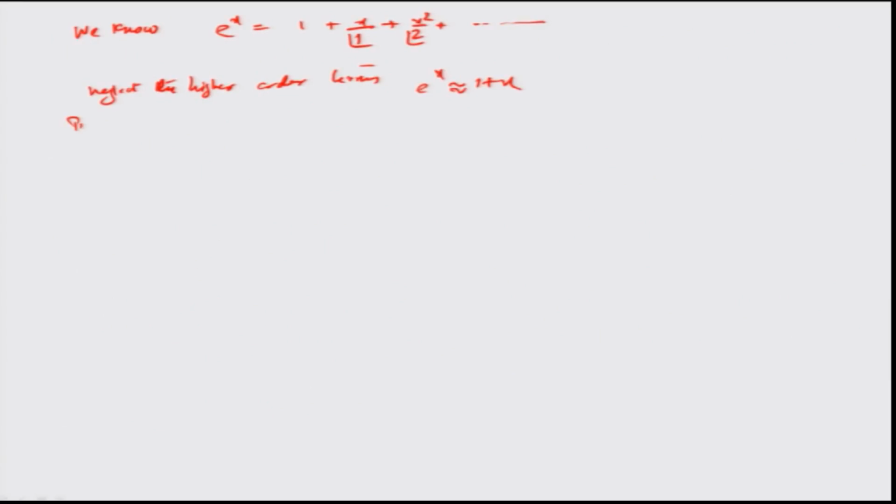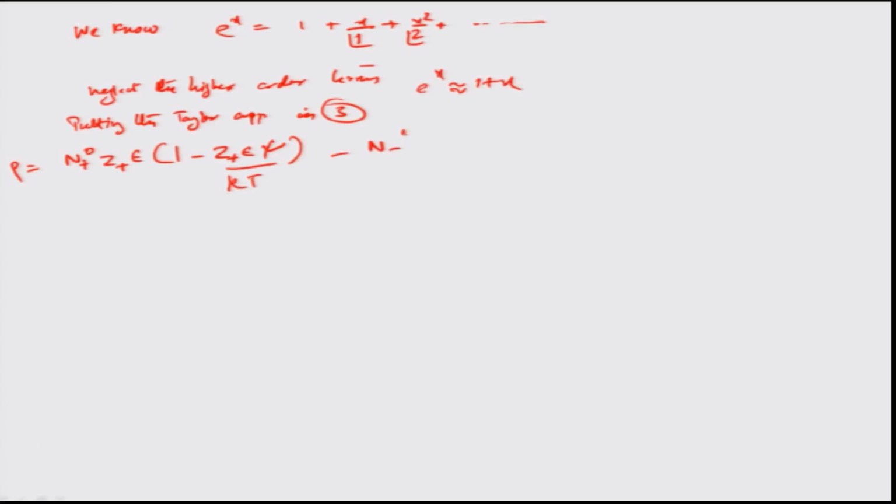So, putting the Taylor approximation in 3 will result in n plus 0. So, rho, basically the overall electrical charge density, is n plus 0 z plus epsilon times of 1 minus z plus epsilon psi over small kT, minus of n minus 0 z minus epsilon times 1 minus z minus epsilon psi a, I am sorry, divided by small kT.